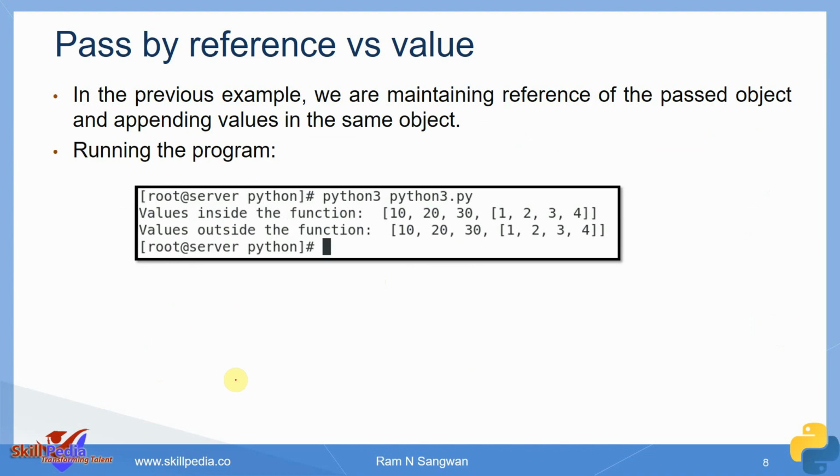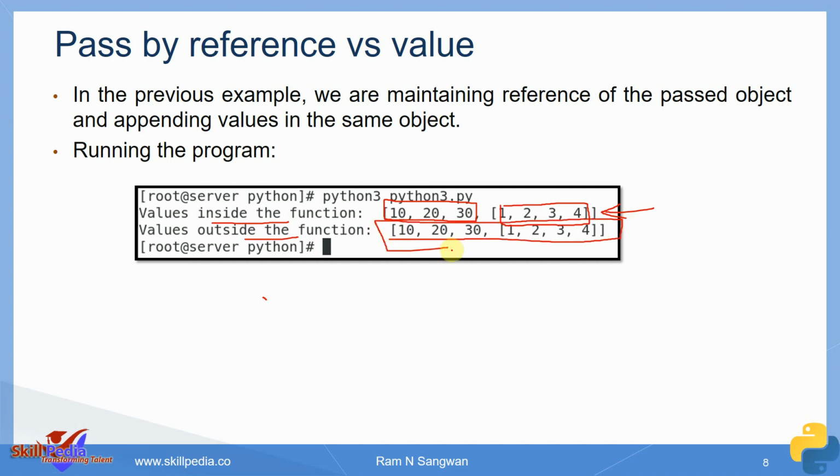Let's see the output. When you run this program, the value inside the function is 10, 20, 30. You pass this list, you appended 1, 2, 3, 4. So the entire list is printed here, right? When you are back to your program, because it was passed by reference, because the address was passed to it, therefore you are getting the same value outside the function as well.